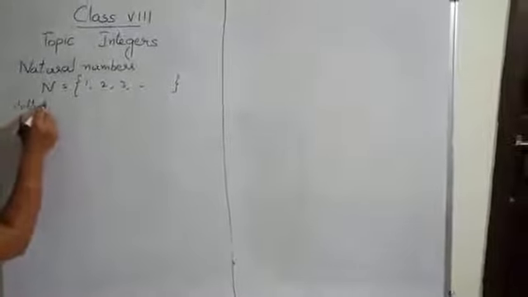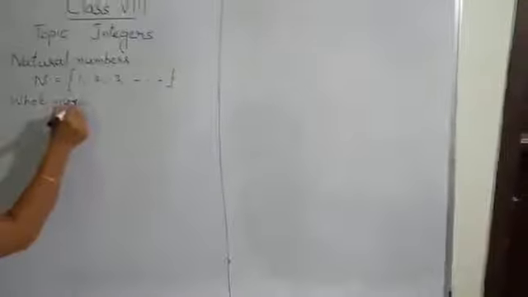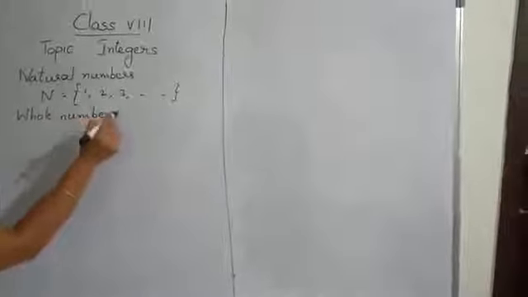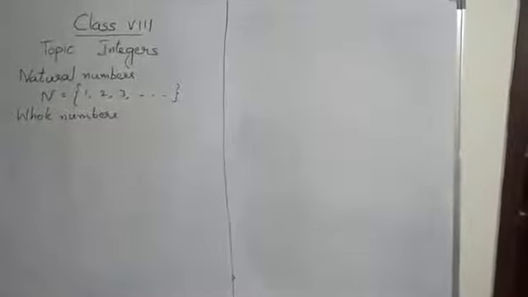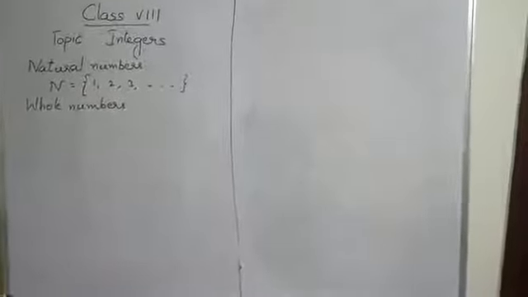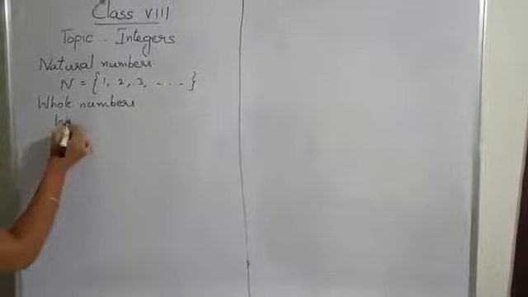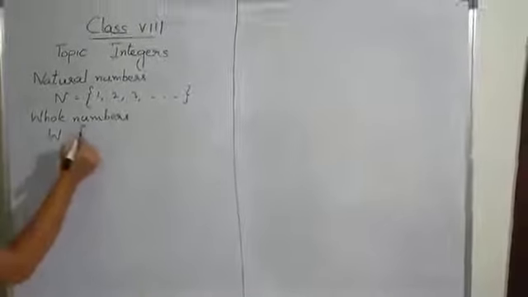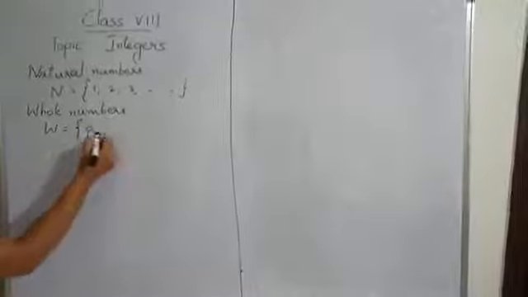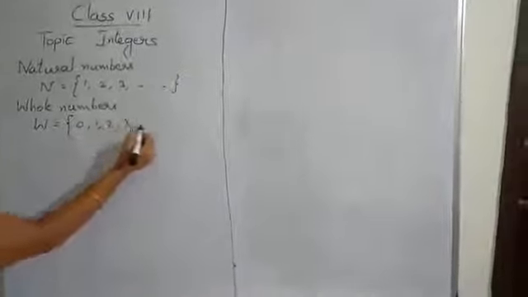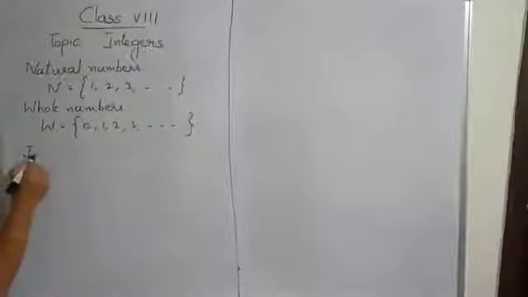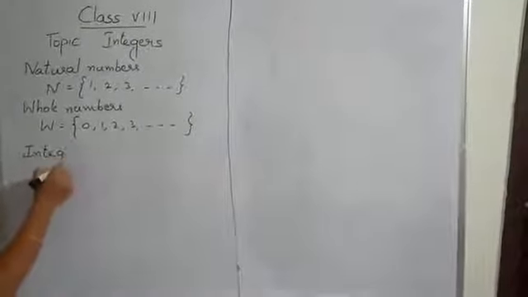What are whole numbers? Whole numbers are the numbers which start from 0 and natural numbers, and it is denoted by a capital letter W. So whole numbers set consists of 0, 1, 2, 3, so on. Now we see about integers.